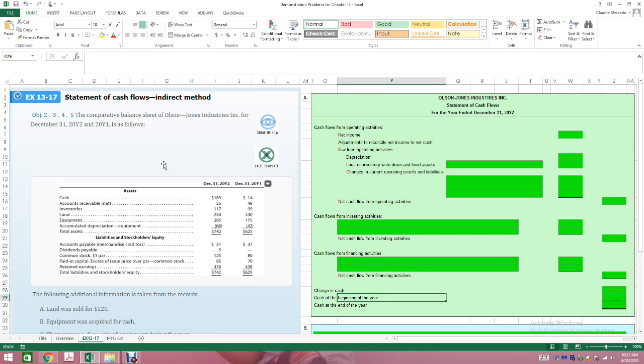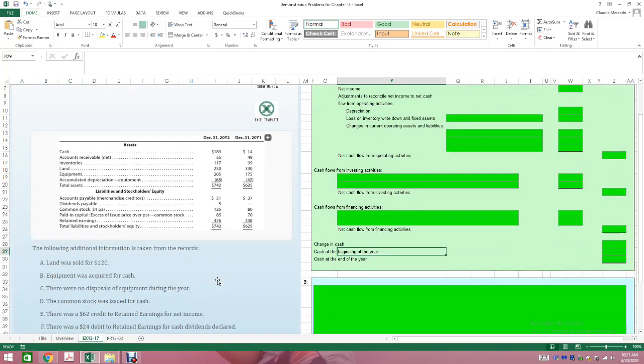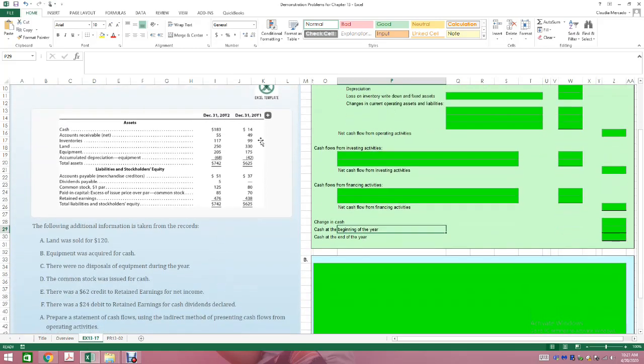So, let's get started. Here it says that the comparative balance sheet for Alton Jones Industries for December 31st, 2022 and 2021 is as follows. They've given you the assets and the liabilities and stockholders' equity, last year and this year. I'm not going to read through all of it, I'm just letting you know what it is. We'll use the information in a bit.